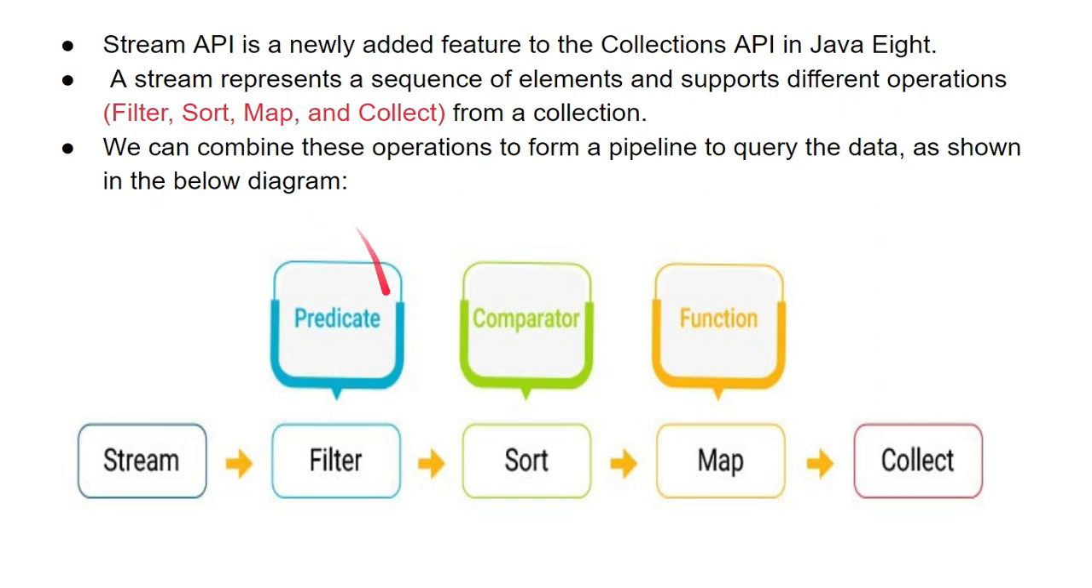If you see here, this is the stream. Whatever array list, array and collections we have, we can convert into a stream, and after that we can apply the filter with the help of a predicate. After that we can sort with the help of a comparator, map with a function, and finally collect the data and store it in some other variable. So this is the sequence we can follow when coding.